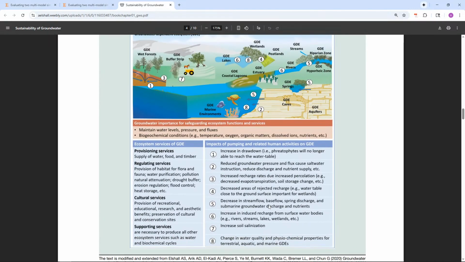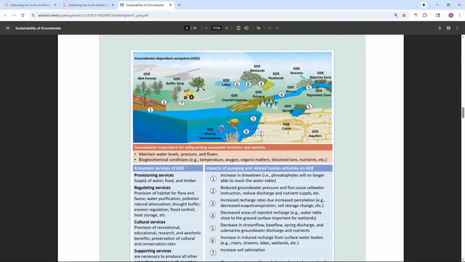Let's look at this one, groundwater dependent ecosystems, or GDEs. If you want to know what groundwater dependent ecosystems are, these are wet forests, buffer strips, lakes, wetlands, peatlands, streams, riparian zones, hyporheic zones, estuaries, coastal lagoons, and caves. The aquifer itself is a groundwater dependent ecosystem. Also the marine environment.